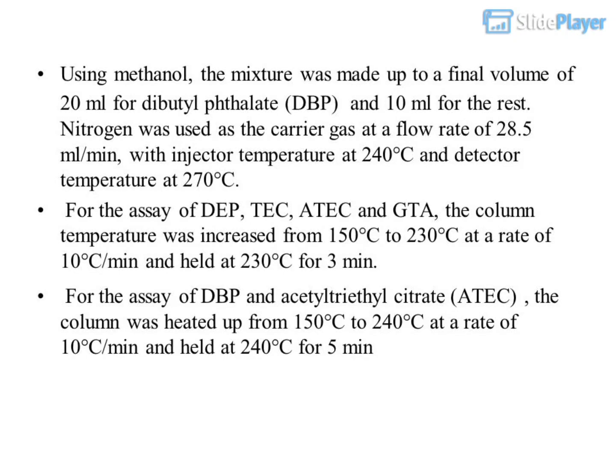For the assay of DEP, TEC, ATEC and GTA, the column temperature was increased from 150 degrees Celsius to 230 degrees Celsius at a rate of 10 degrees Celsius per minute and held at 230 degrees Celsius for 3 minutes. For the assay of DBP and acetyl triethyl citrate, ATEC, the column was heated up from 150 degrees Celsius to 240 degrees Celsius at a rate of 10 degrees Celsius per minute and held at 240 degrees Celsius for 5 minutes.